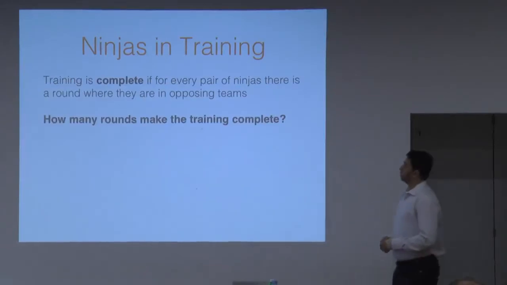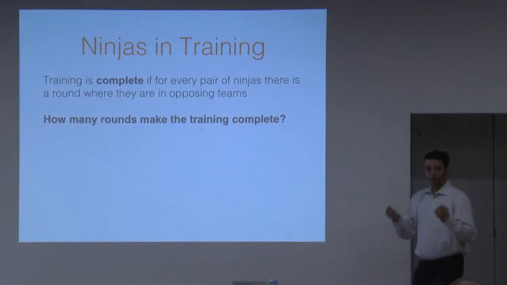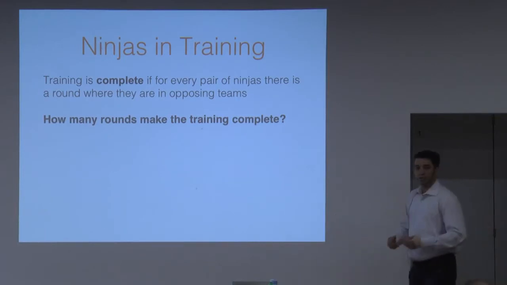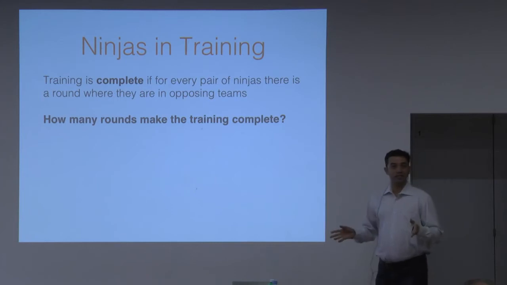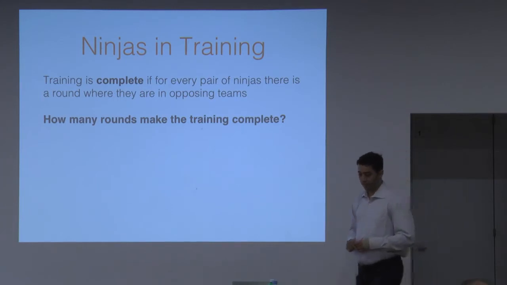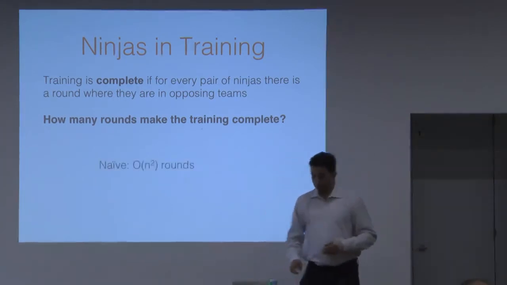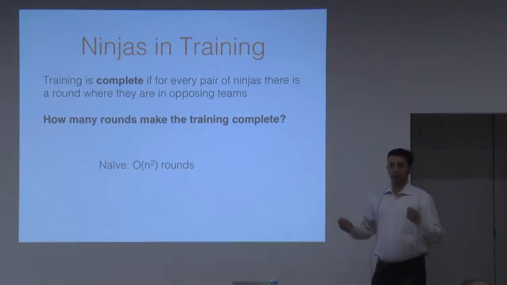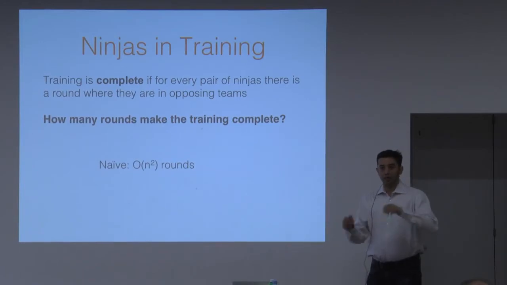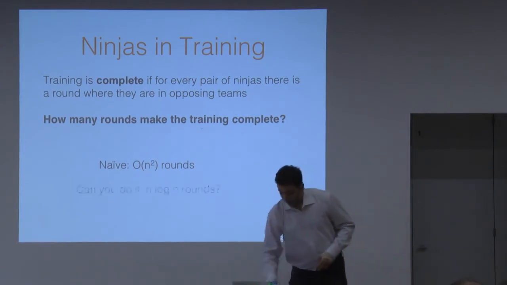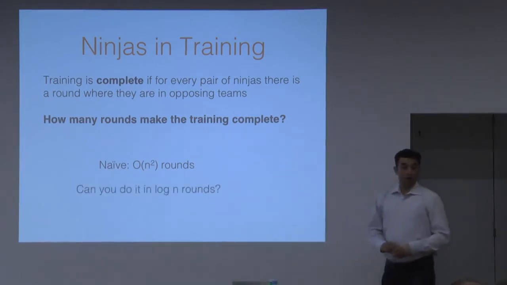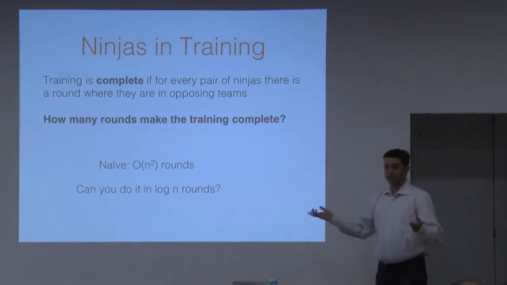Okay, so here's what I've said. Training is complete if for every pair there is a round where they're in opposite teams. And the question is, how many rounds do you need in order to complete their training? So there is a naive bound of order n square rounds. For every n choose 2, or for every pair of ninjas, have a round where they're in opposite teams, and you don't really care how the others are distributed. And your puzzle is to think about how you can do it in log n rounds, where n is the number of ninjas.